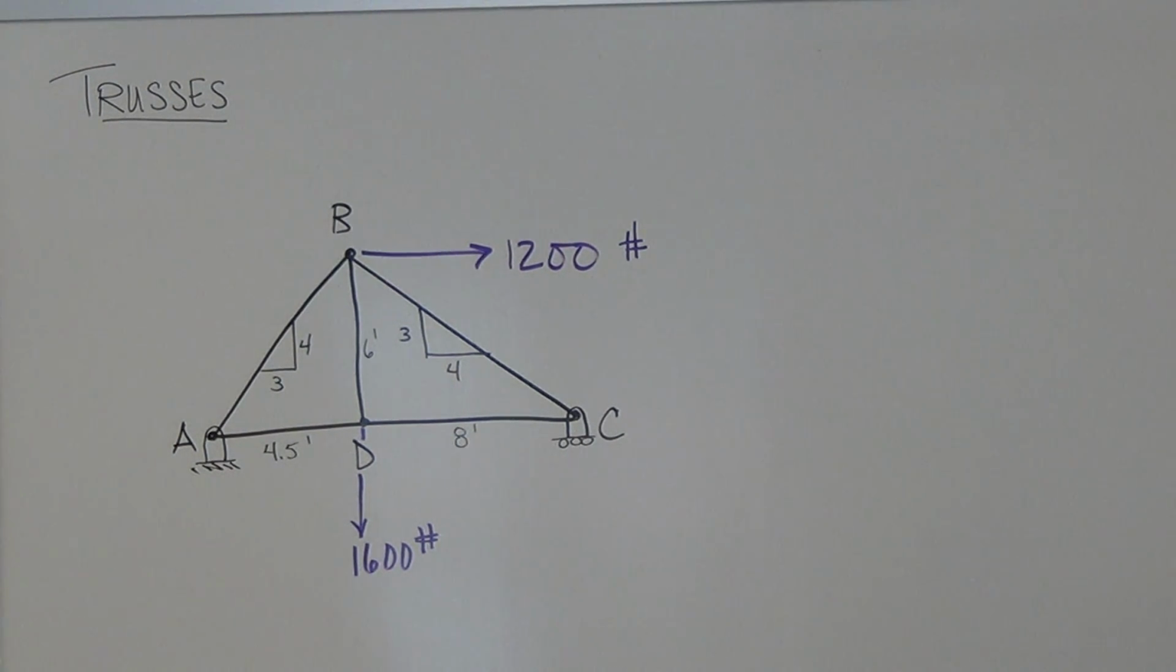The first way is method of joints, and the other one is method of sections. And we're going to specifically look at both of them. But to begin with, let's take a look at this truss problem.